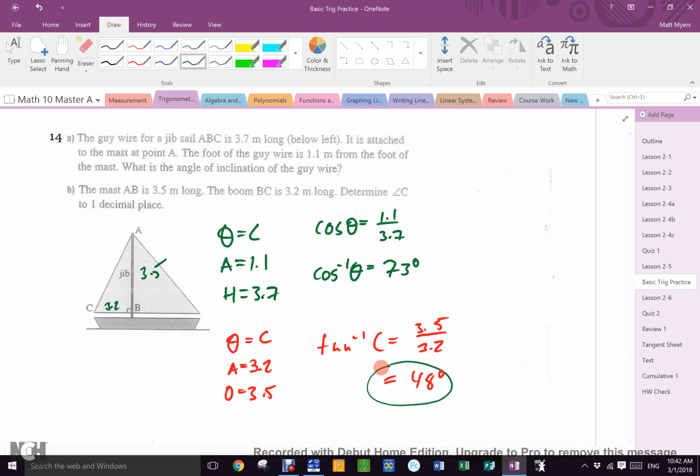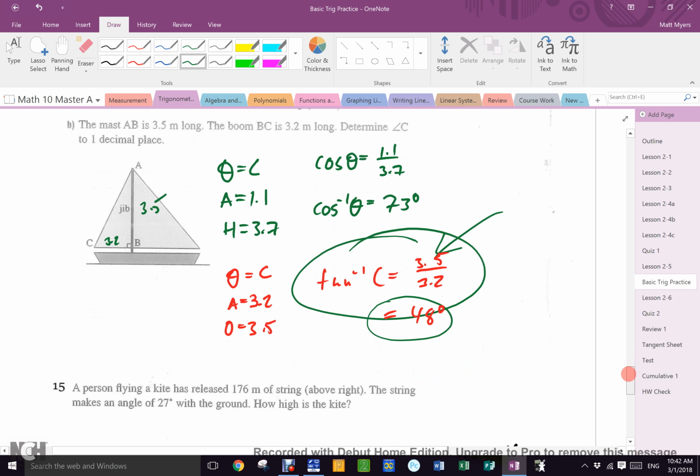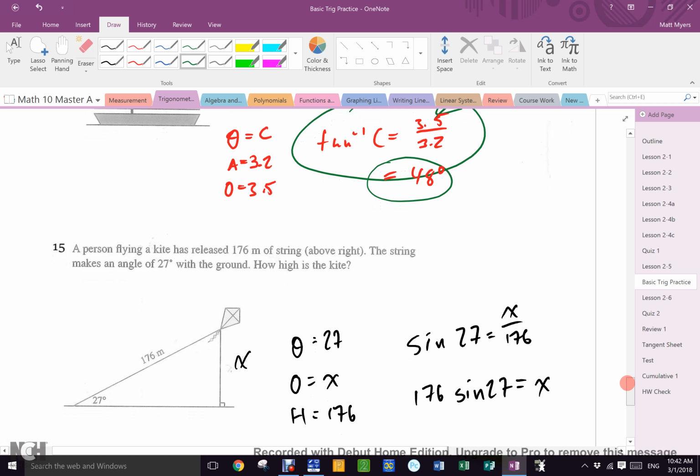Yes? At the end of the B question, it says determine it to one decimal place. So whatever it was, I don't know, might have kept it to 47.6. Sure, 47.6. If that's what it is, that's what it is. Again, I did not read my own instructions because I was trying to get it done in time. Of course it's an acceptable answer because you answered what the question asked.